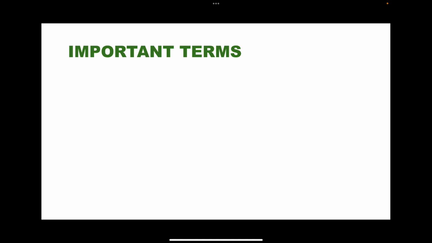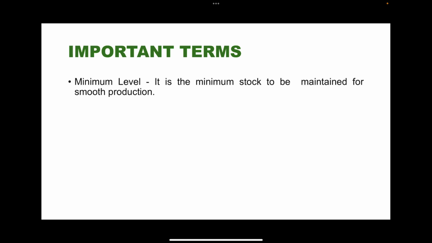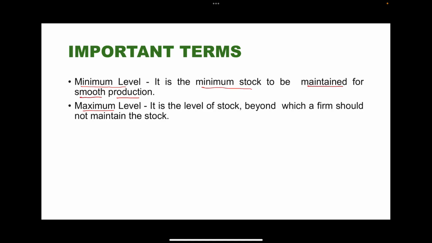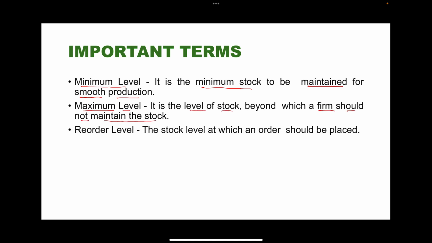So let us see some of the important terms. That is minimum level. It is the minimum stock to be maintained for smooth production. And then you have the maximum level. It is the level of stock beyond which a firm should not maintain stock. And then you have the reorder level, the stock level at which an order should be placed.